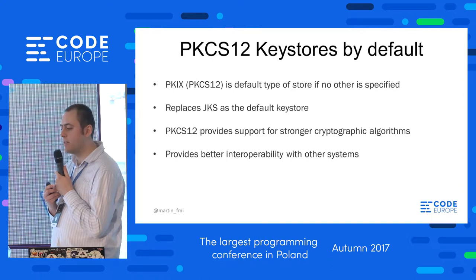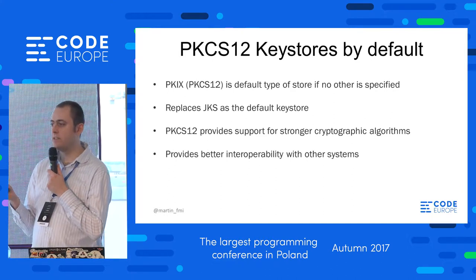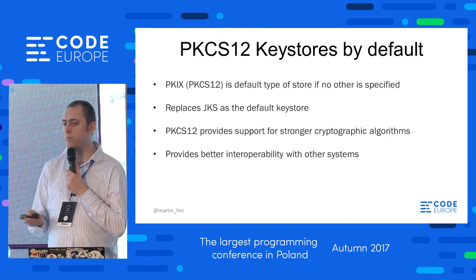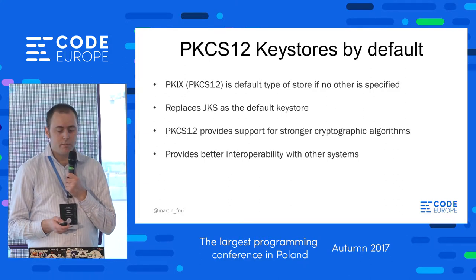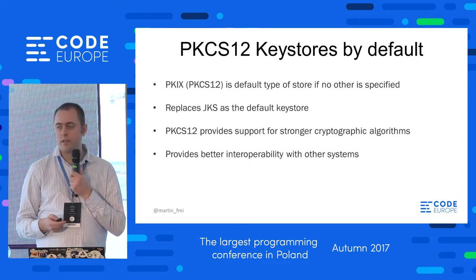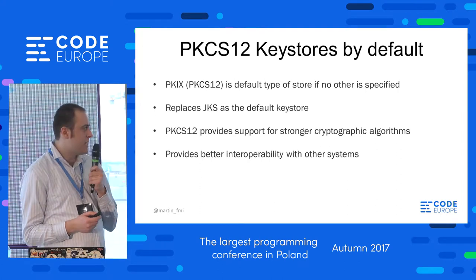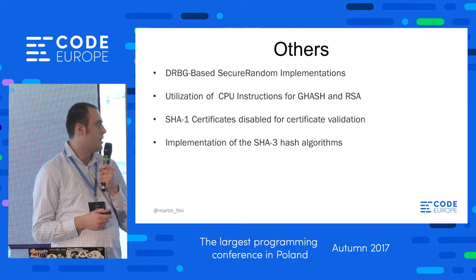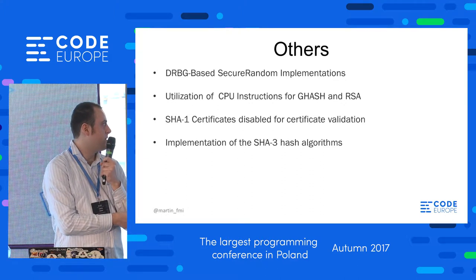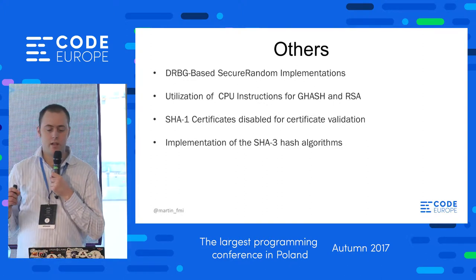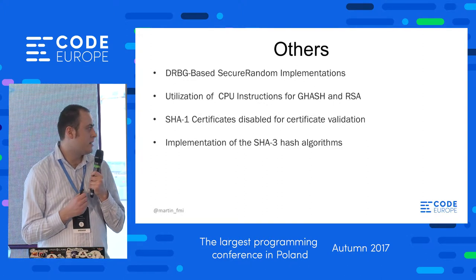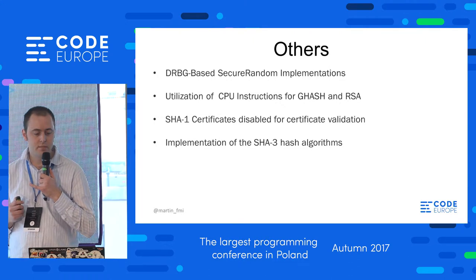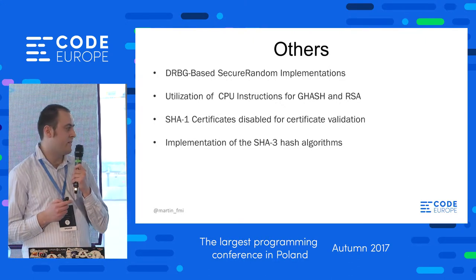Another benefit from this is that you can basically exchange key stores with different applications, for example, .NET, Python, and so on. You don't need to do conversion from JKS to another type of key store used by another, non-Java application. So it basically provides better interoperability with other applications. Other enhancements are a better implementation of secure random algorithms, which is backed by support for processor instructions. There are some additional processor instructions for GHASH and RSA series of cryptographic algorithms, and we also have an implementation of the SHA-3 series of hash algorithms.